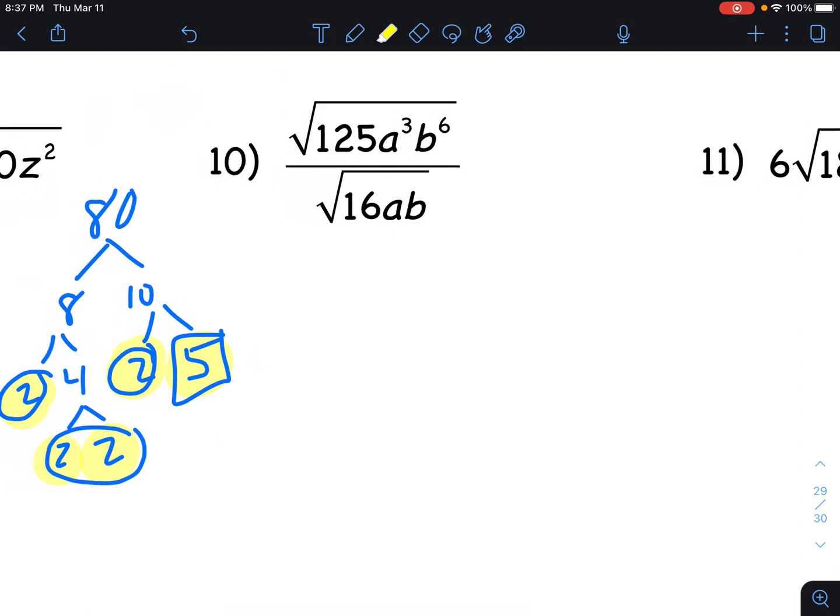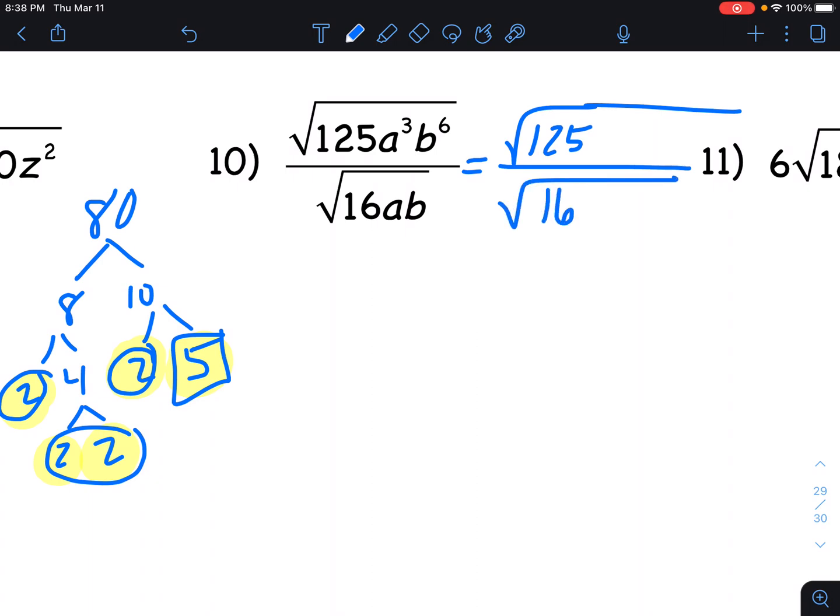Okay, number 10. I can't divide 125 divided by 16, so it looks like I'm going to have to take the square root of each of those later, probably in the second step. Now take a look at your variables. So what you can do is reduce the fraction. I'm just carrying over my regular numbers.